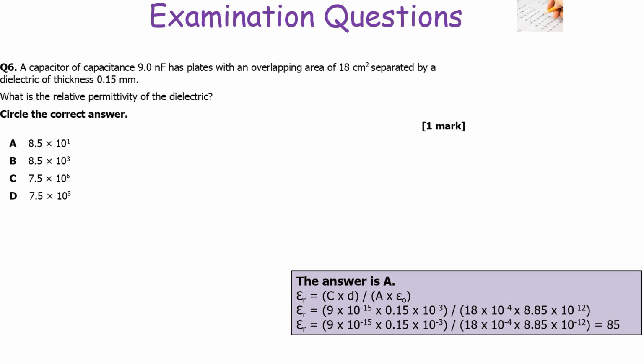To convert from centimeters squared to meters squared is times 10 to the minus 4, because centimeters to meters is times 10 to the minus 2, and there's 2 of them, so it's 10 to the minus 2 and 10 to the minus 2, which is 10 to the minus 4. You can work that all the way through and you get your answer out to be 85, which is given to be 8.5 times 10 to the 1, which works it through to be A.